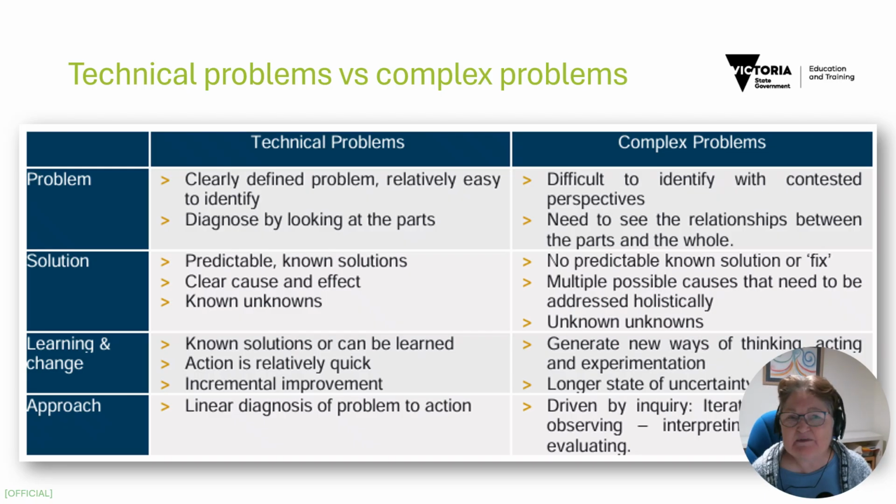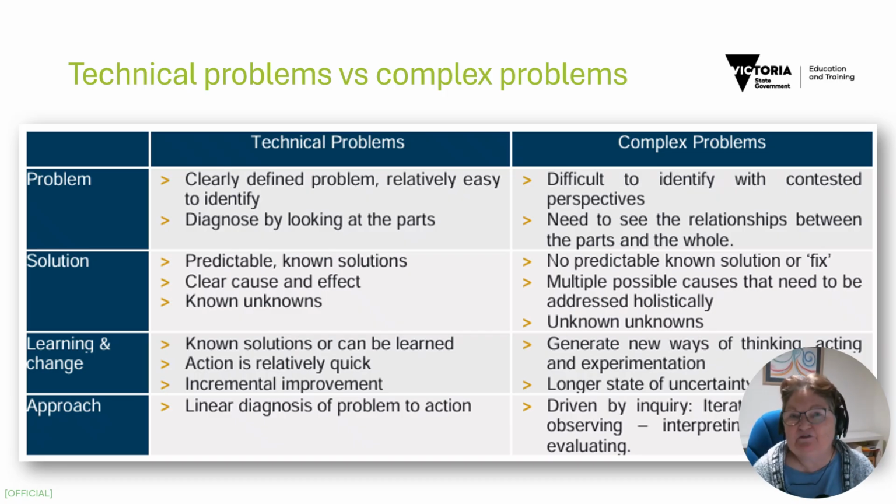Solutions for technical problems are usually known or predictable. Cause and effect is quite clear, and we might have unknowns, but they are known unknowns, so we know what we don't know. Whereas with complex problems, we don't know what we don't know yet. There are probably multiple causes that need to be addressed all together to solve the main problem, and usually there's no solution that we already know about to fix the problem. They're usually novel problems, or the combination of problems is novel.